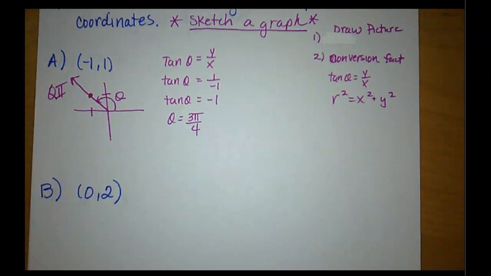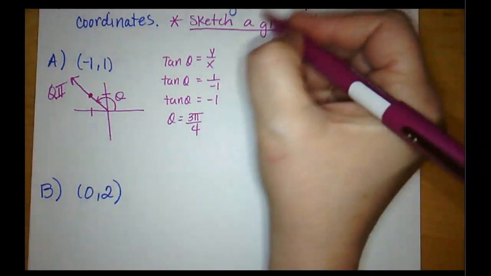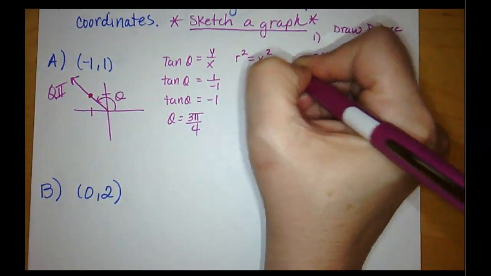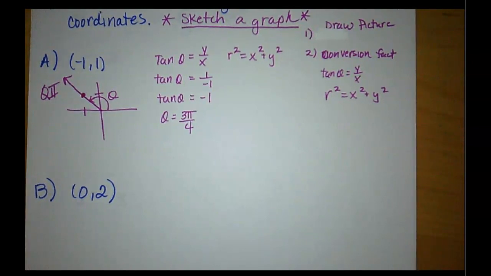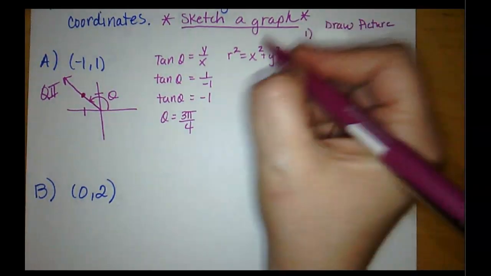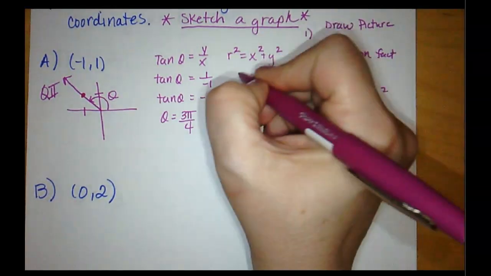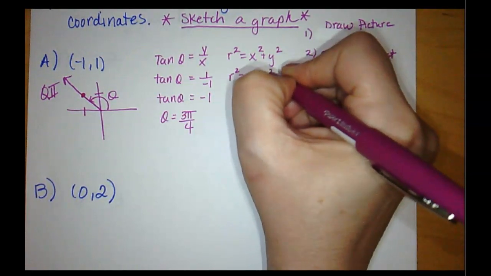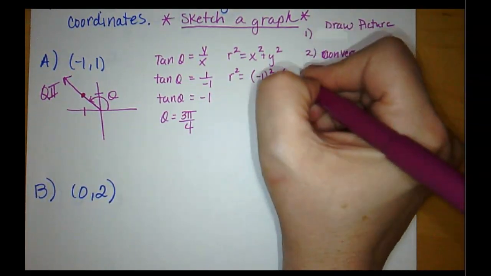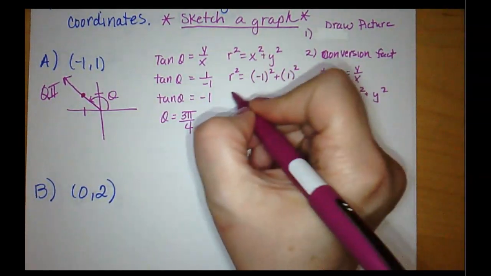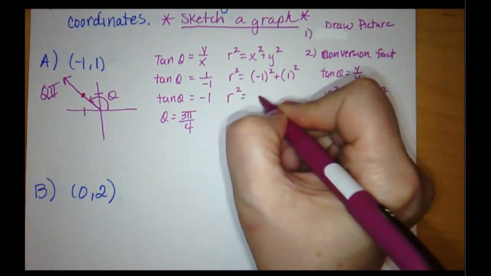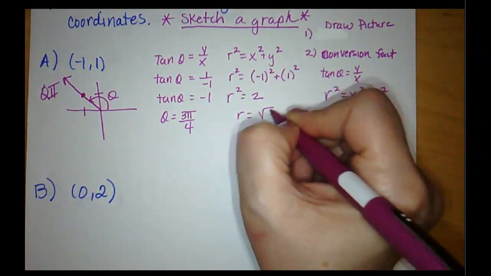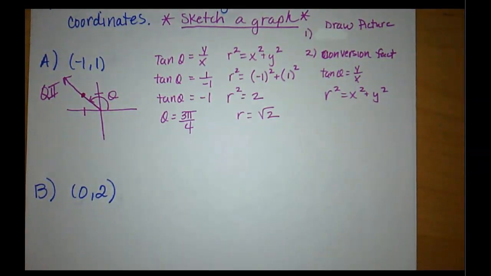Now we need our directed distance. So remember, we're going to use this second equation for directed distance. So I'm going to use r squared equals x squared plus y squared. I'm using that equation from my circle. All right, so now we're going to plug in our information again. We're going to have r squared equals, and x is -1, and we're going to square it, plus y, which is 1, and we're going to square it, and so I have r squared equals 1 plus 1, or 2, so r equals square root of 2. And that's the distance from the pole.